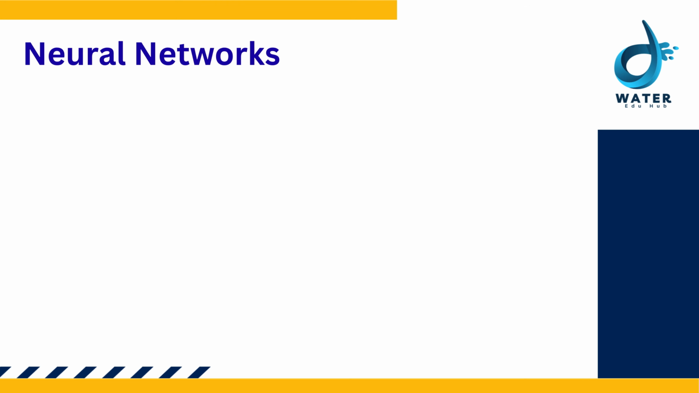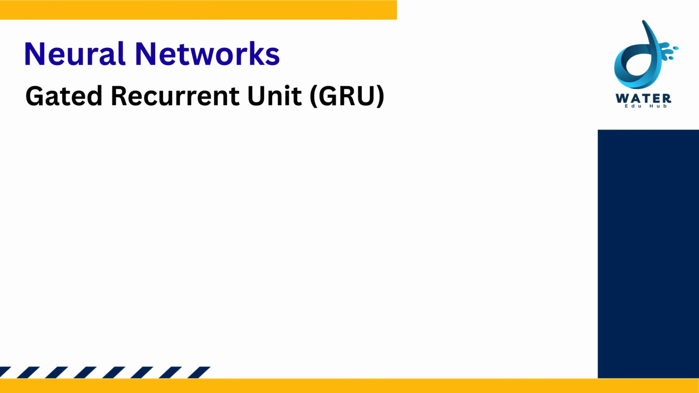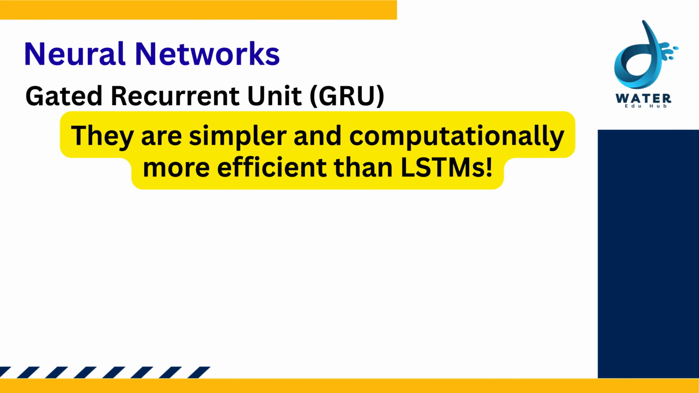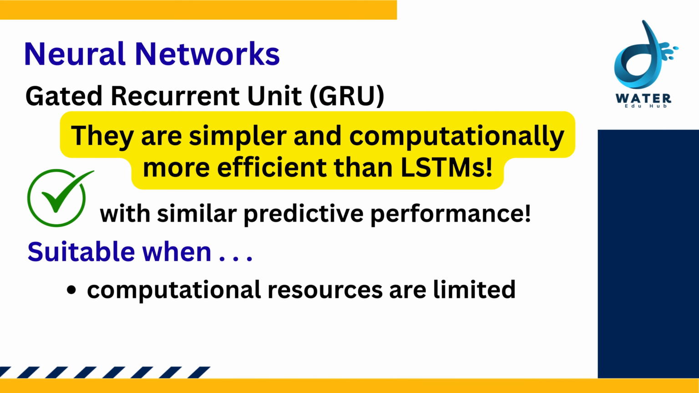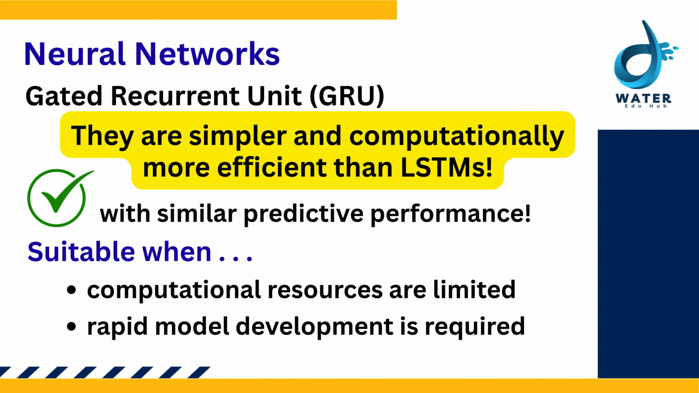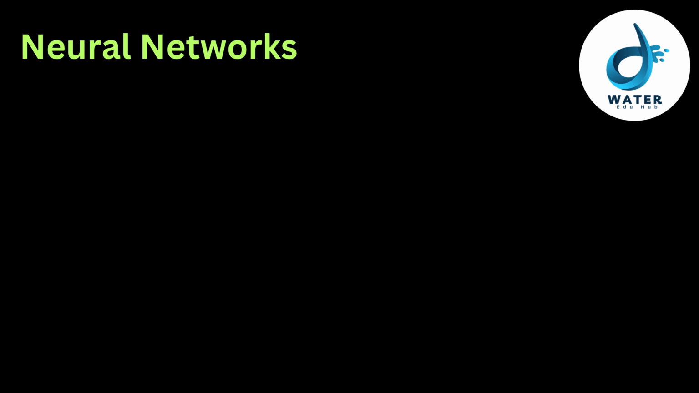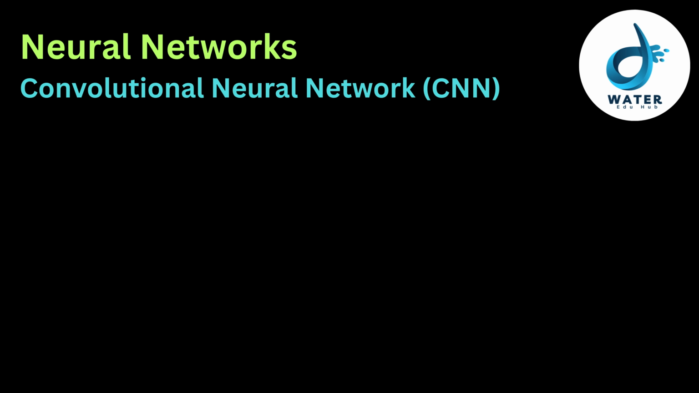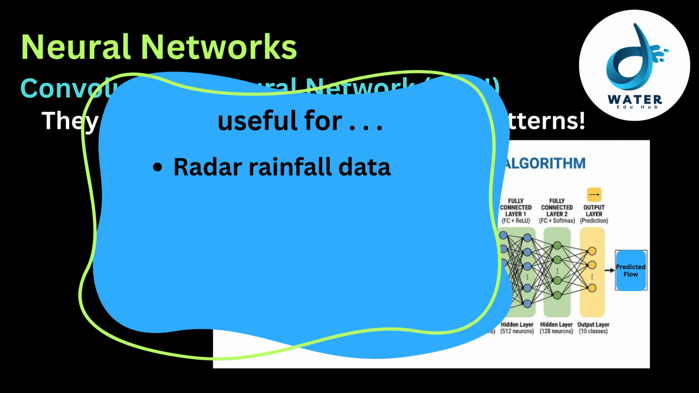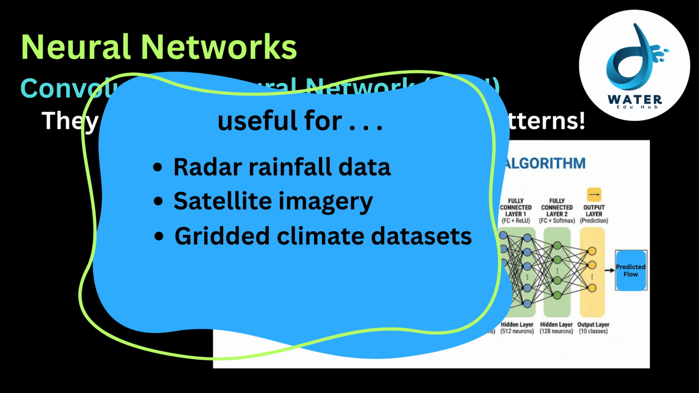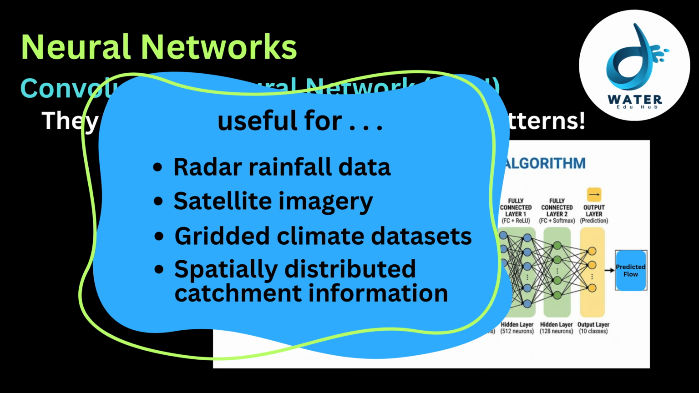A closely related architecture is the gated recurrent unit, or GRU. They are generally simpler and computationally more efficient than LSTM, while often achieving similar predictive performance. They can be attractive when computational resources are limited or when rapid model development is required. Another important architecture is the convolutional neural network, or CNN. They are designed to identify spatial patterns and are particularly useful for radar rainfall data, satellite imagery, gridded climate datasets, or spatially distributed catchment information.